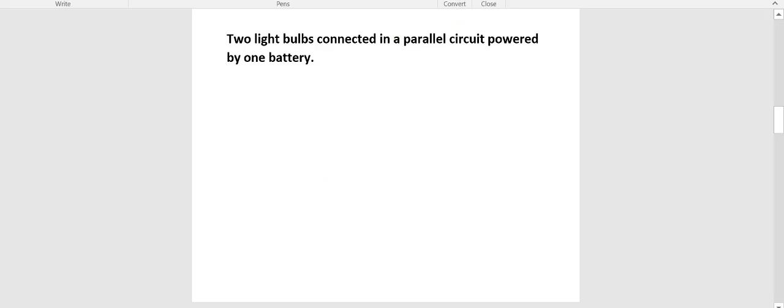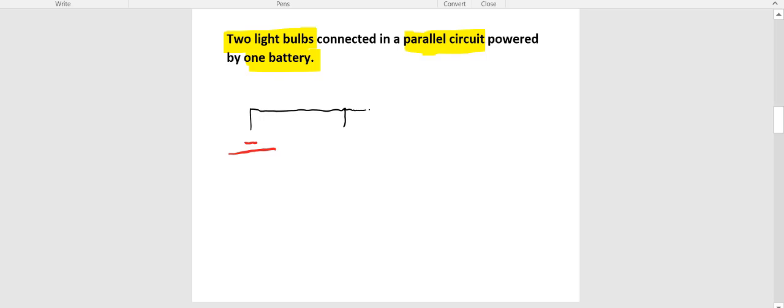All right, this one we have two light bulbs connected in a parallel circuit powered by one battery. Okay, this one's different. This is a parallel circuit, and there's two light bulbs and one battery. So again, what I like to do is always start with my battery, just because I think it gives you a nice starting place. Then I draw my battery, and again I just turned it instead of the original diagram that I had. And then I'm going to draw my wire.